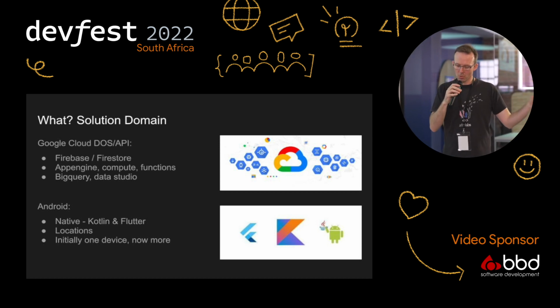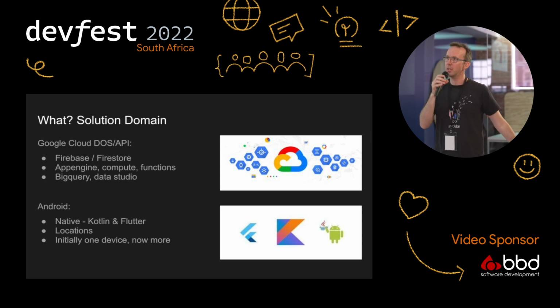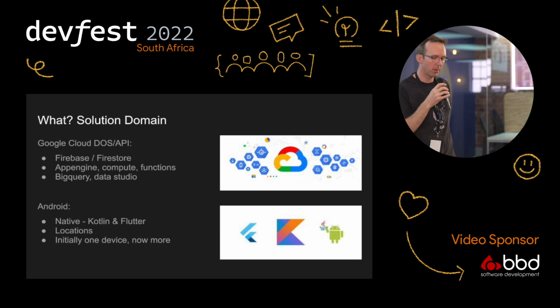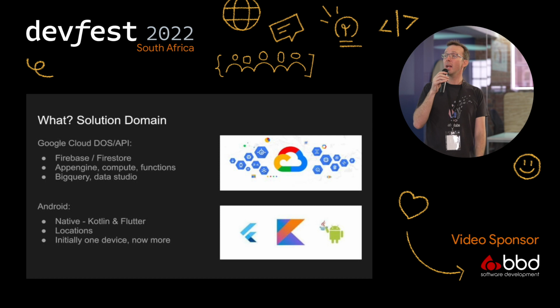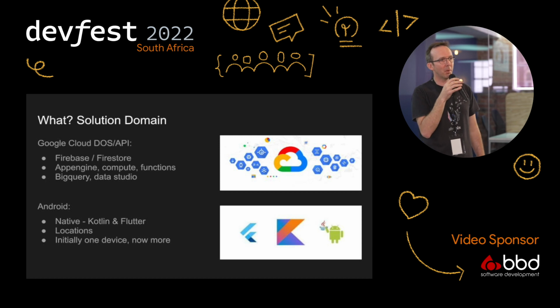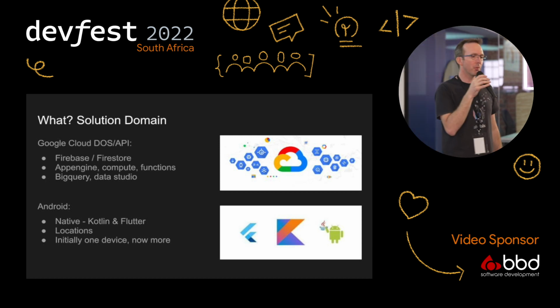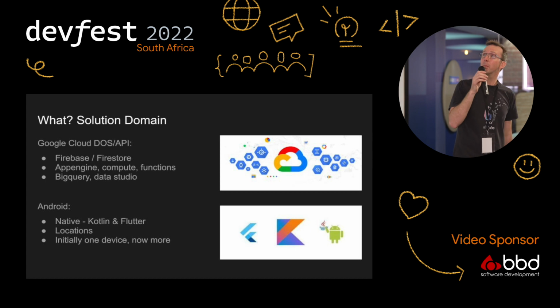there's also, as with most companies, a series of apps. The first one was native Java, then got rewritten in Kotlin, and now Flutter for the new generation work. Lots and lots of locations, because you can understand that's super important. And initially we were building for just one device, and now there's multiples. So how did we actually get to testing?